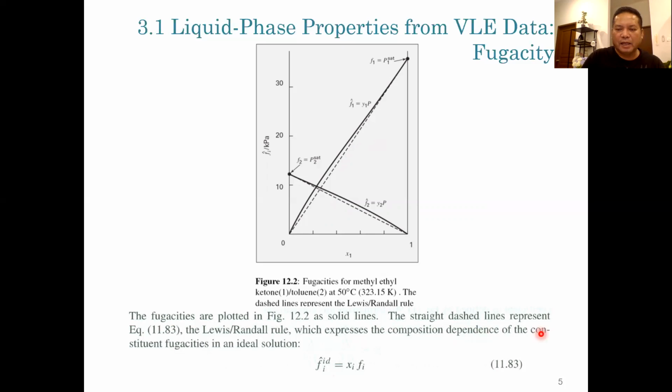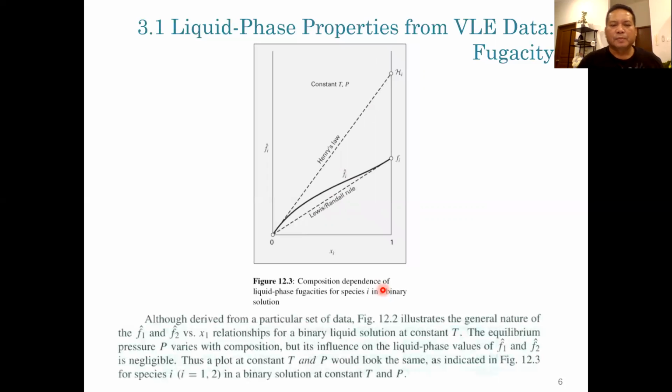The straight dashed line represents the Lewis-Randall rule, which expresses the composition dependence of the constituent fugacity in the ideal solution. So this is the ideal solution, the Lewis-Randall rule. From this graph, if we plot species 1 here, we can see that as it gets very close to pure species, the fugacity in the solution for species 1 almost follows the Lewis-Randall rule. But at infinite dilution here, it deviates quite a lot.